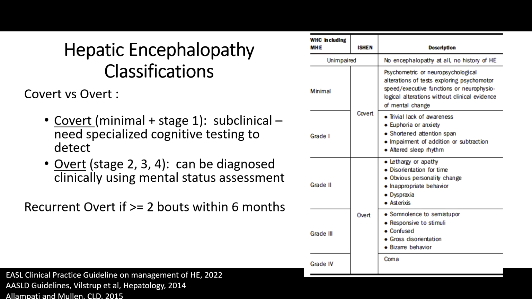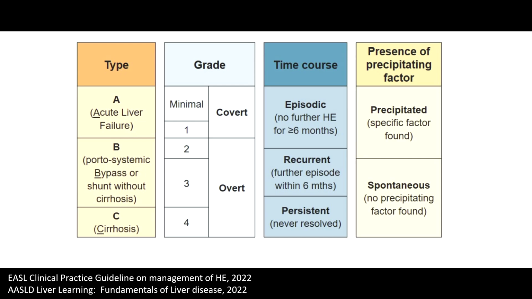that are consistent. Recurrent overt is when you're having greater than 2 bouts within 6 months, and then there's also this terminology for persistent. This is where they just really don't get back to their baseline between these bouts. So these are kind of the big buckets of terminology that we use. So we've got our different types, the A, B, C. Again, we're focusing on the C, this chronic liver disease. You've got the grades, and bulking them into the covert and the overt is probably the most practical way to go about it. And then these different kind of episodic, recurrent, and persistent.